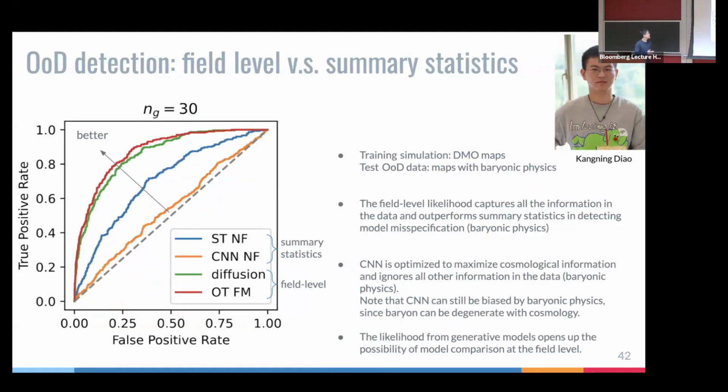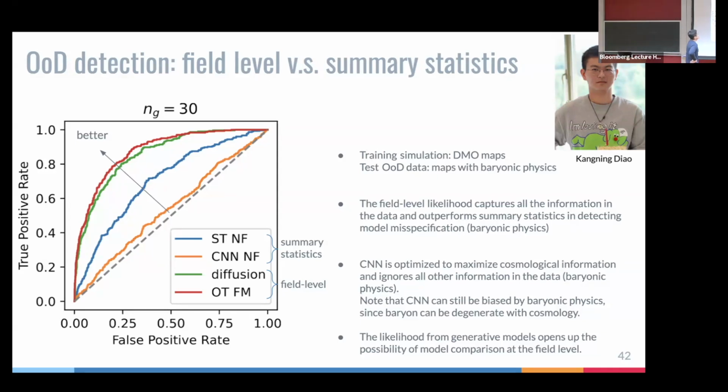So we also compare this with the summary statistics. This work is led by Kang, who is a grad student at Tsinghua University. Here this is essentially the same test as shown in the previous slides. Here I'm showing you the red and green are the field level approach. The blue one is the scattering transform. The orange one is some convolutional neural network learned summary statistics. I didn't plot the power spectrum, but the power spectrum would essentially just be a diagonal line. This is because the field we consider here is very small.